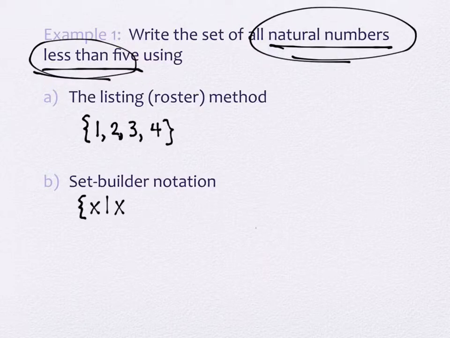So this says x less than 5. Just like that. And then we put a comma. And then I somehow have to tell it that they're talking about natural numbers. So I say x is an element of, remember that's that curly E, and then I use my natural numbers symbol. That's set builder notation for the same thing.